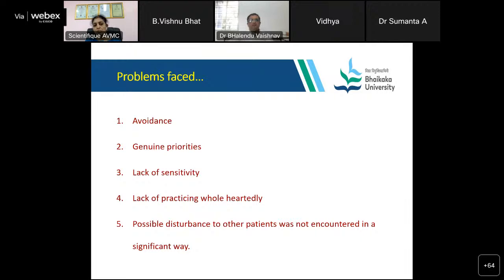Second difficulty which we faced was there were genuine priorities. There was a call to be attended. There was some procedure to be done, patient to be intubated, etc., etc.